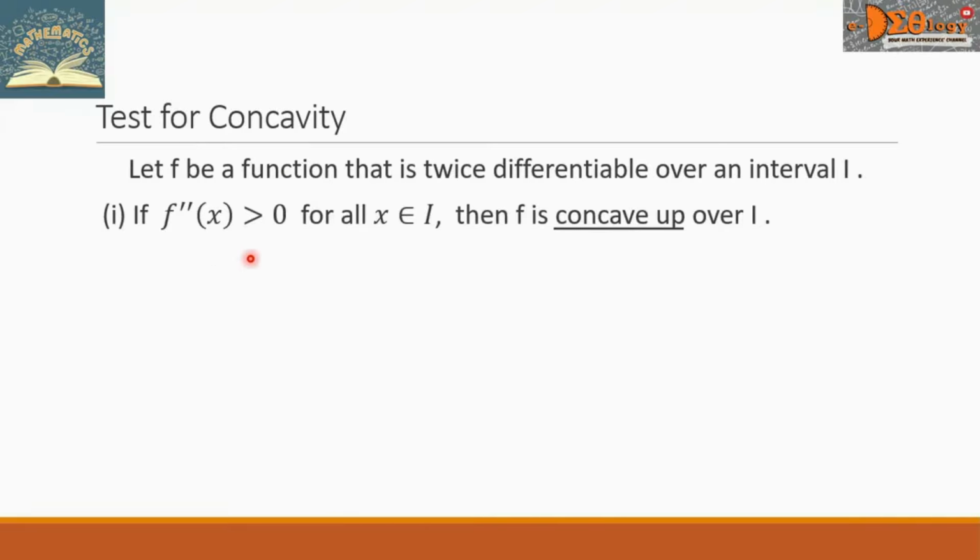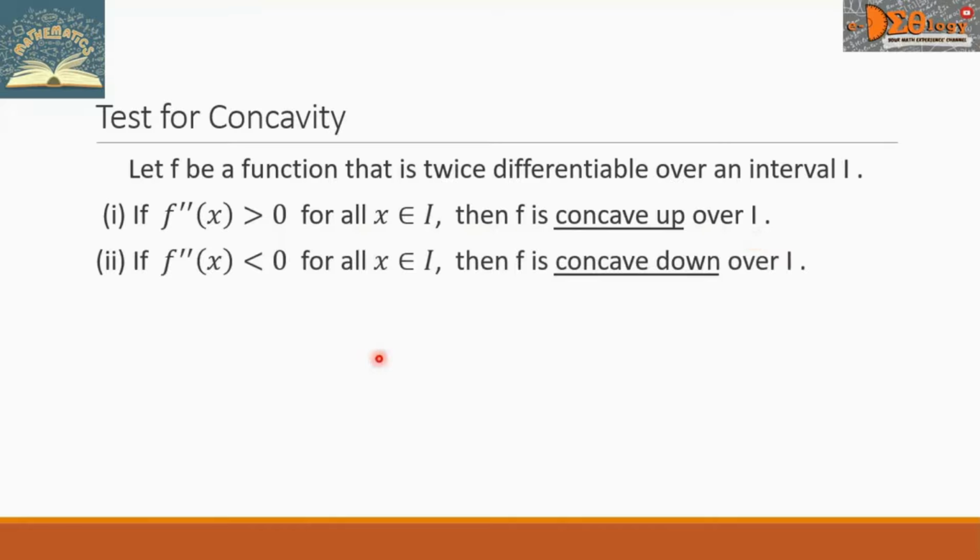If f double prime of x is greater than 0, or we say that if the second derivative of the function is positive for all x, an element of the interval I, then the function f is concave up over the interval I. Second, if f double prime of x is less than 0, or we say that if the second derivative of the function is negative for all x, an element of the interval I, then the function f is concave down over the interval I.